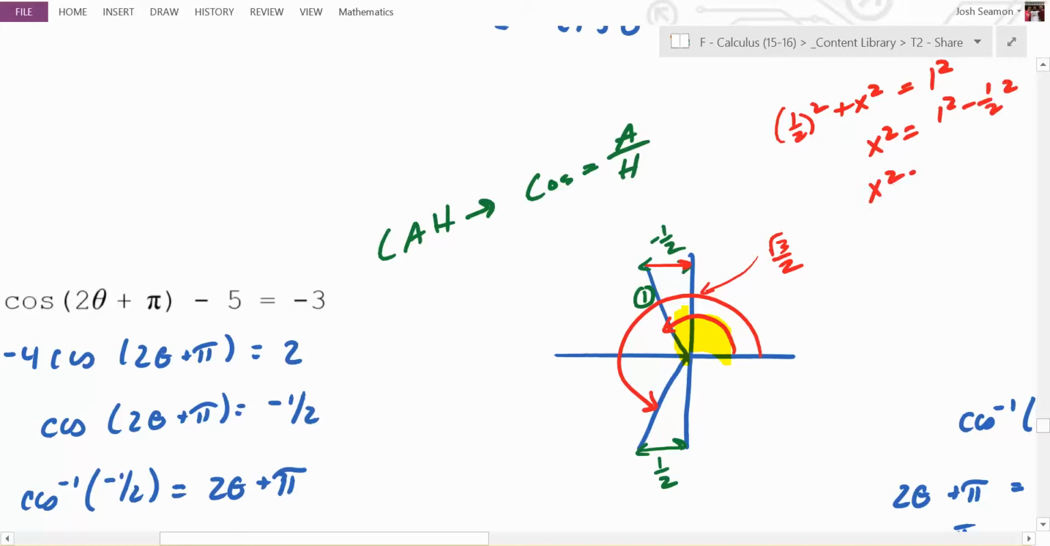What is 1/2 squared? A quarter. So x squared is equal to 3/4. So what does x equal? The square root of 3 over the square root of 4. What's the square root of 4? 2. So that's where root 3 over 2 comes from. That's where it comes from.